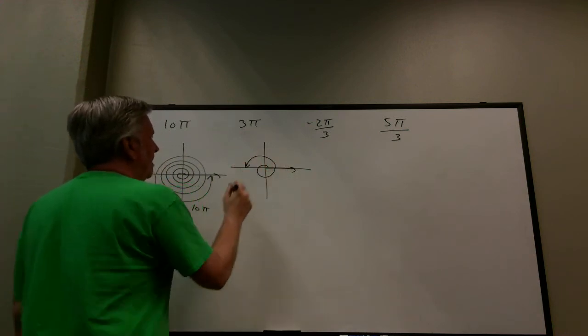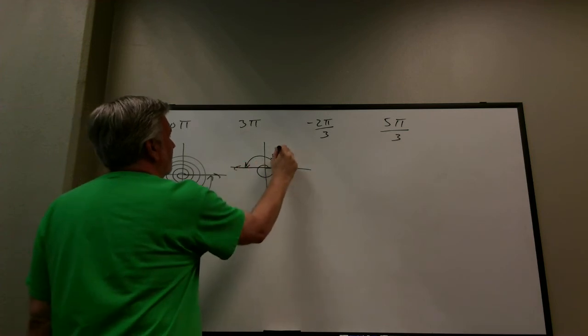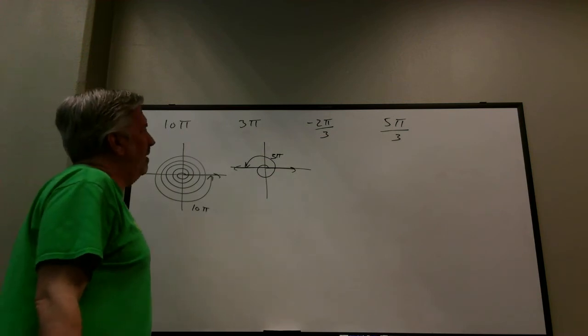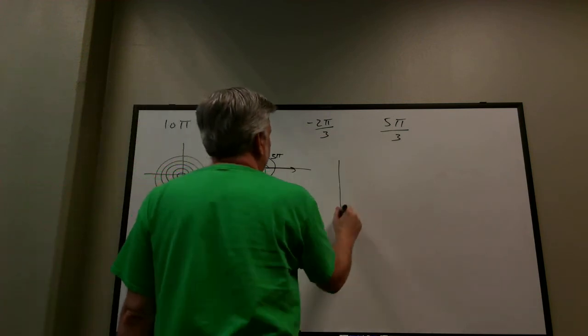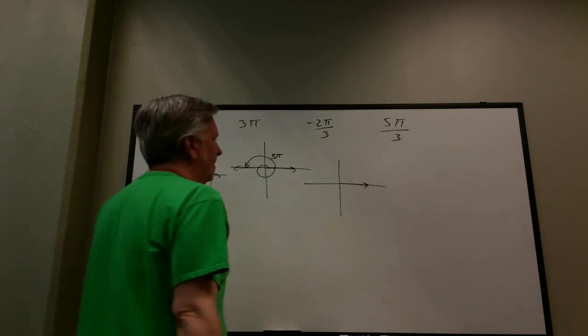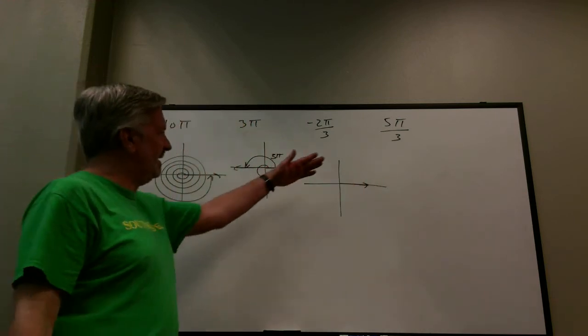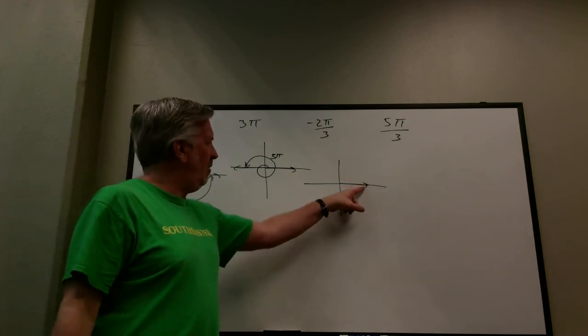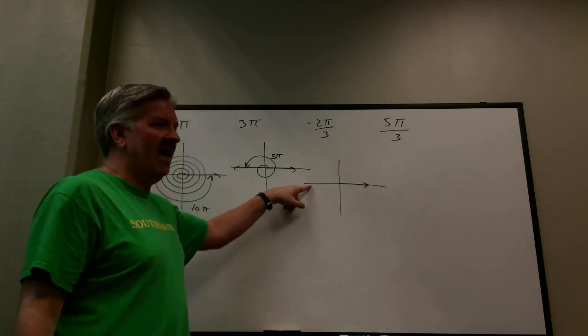So there's a picture of 3 pi radians. Okay. What about minus 2 pi over 3? Now, here's the way I think about this. A negative angle means we're going to be coming down. We're going to be going clockwise, right? All the way to here would be negative pi.